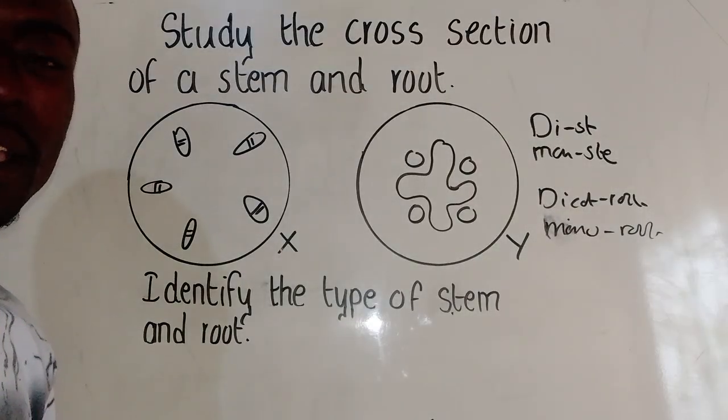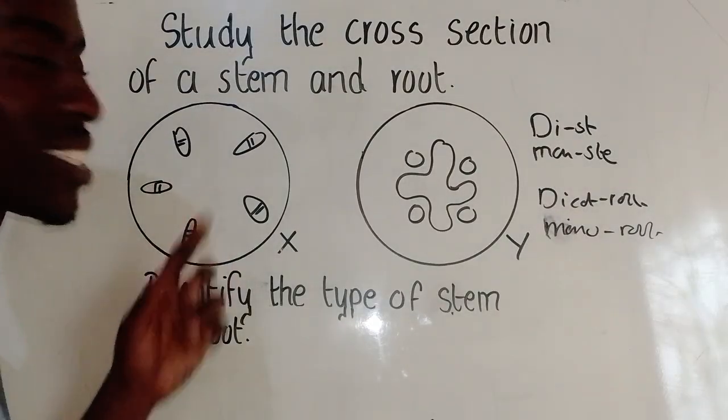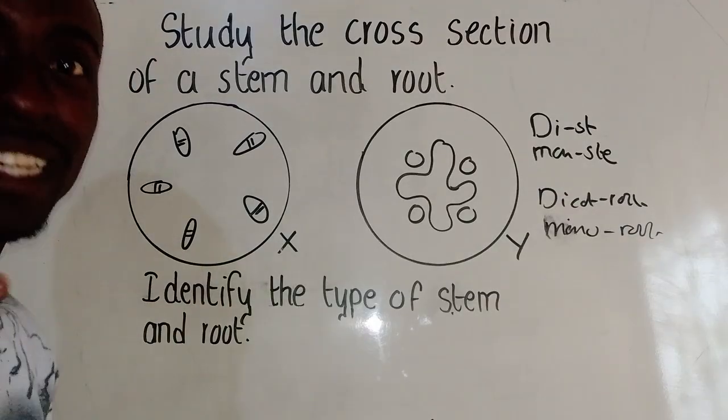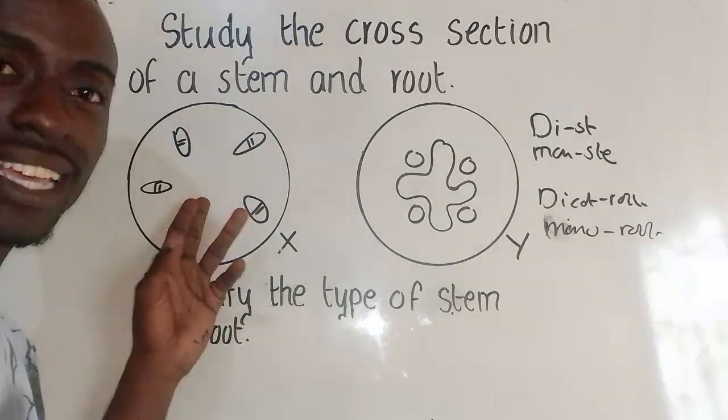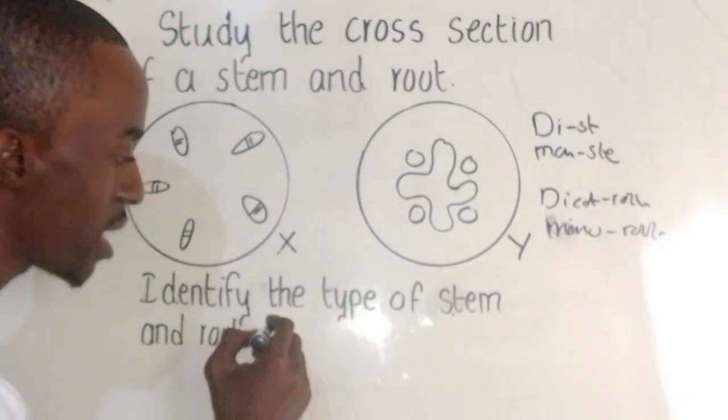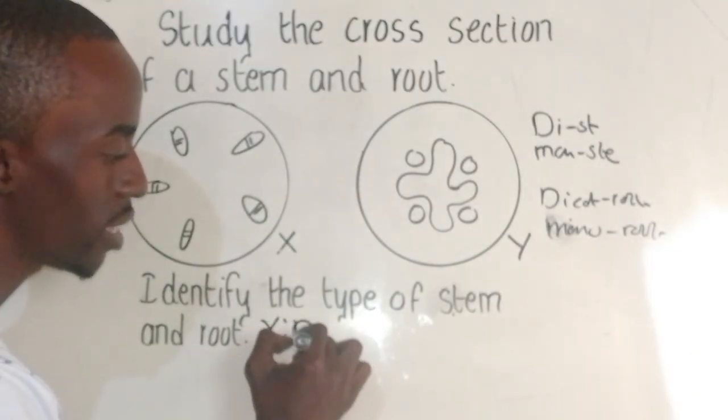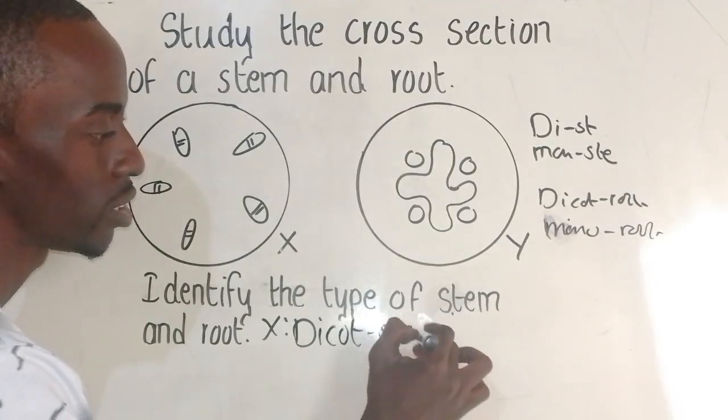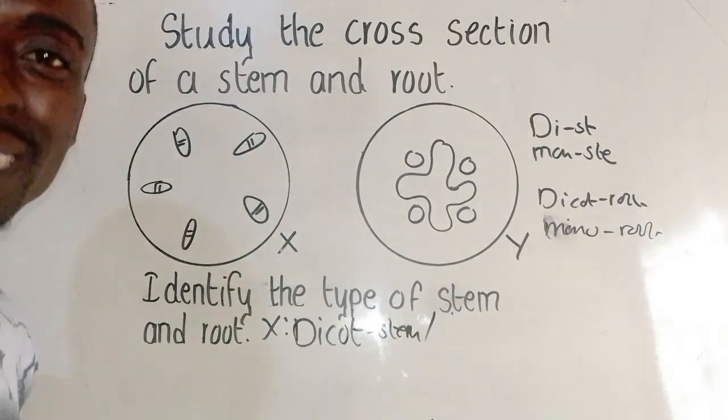Now let us start. What do you think this structure is? Is it a monocot or a dicot? So this one here, it is a dicot. So you say X here, it is a dicot stem. So X is a dicot stem.